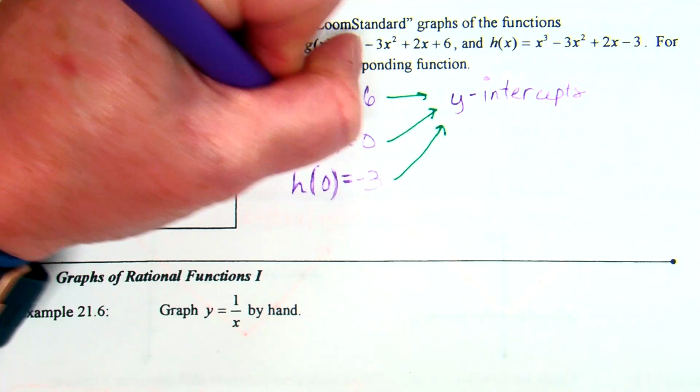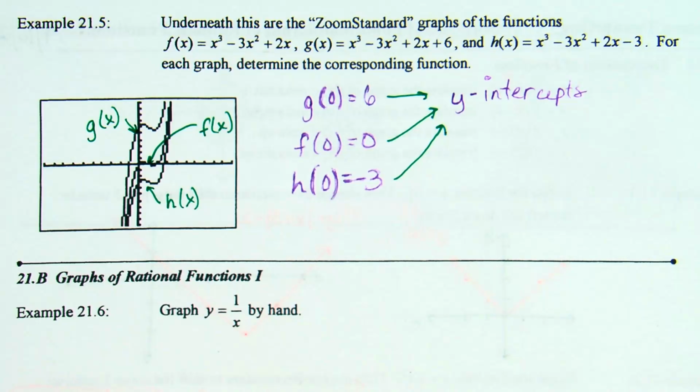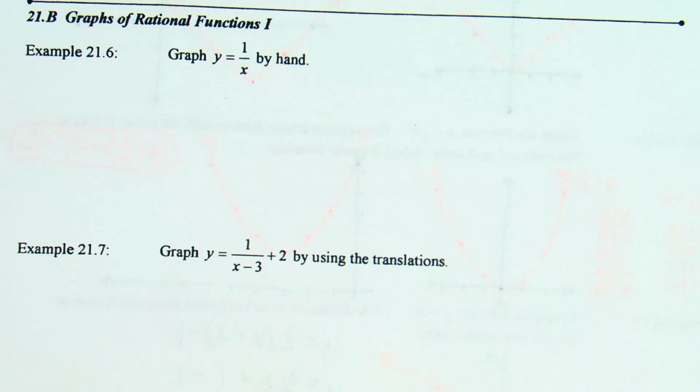Okay, questions on that one then? Obviously your calculator would confirm. Okay, moving on. Graph y equals 1 over x by hand.